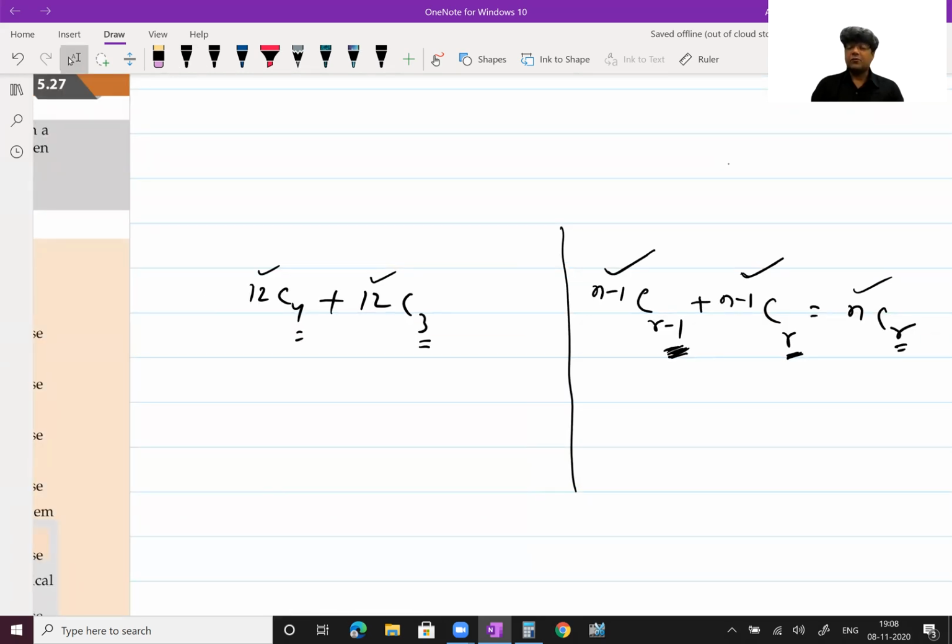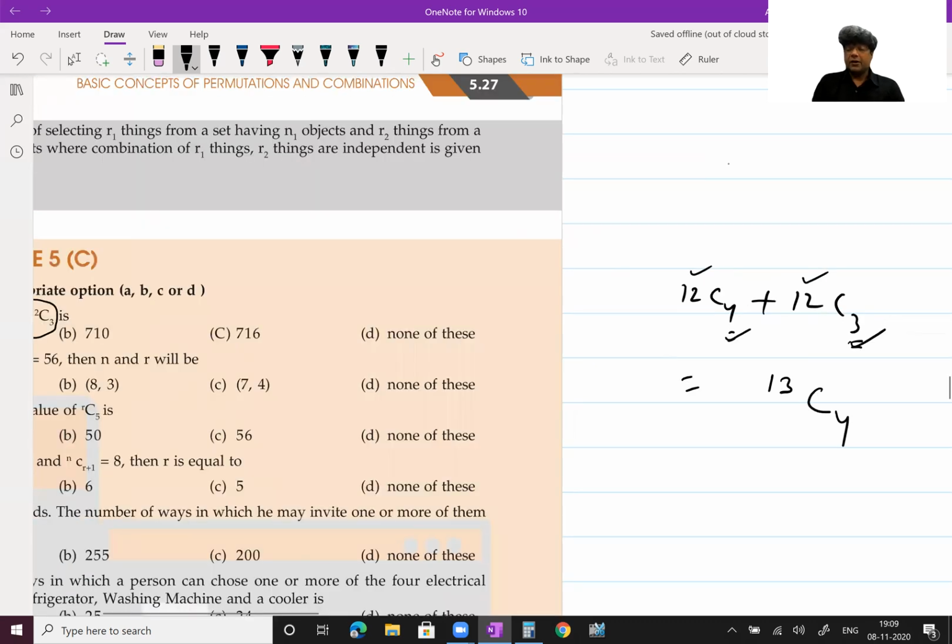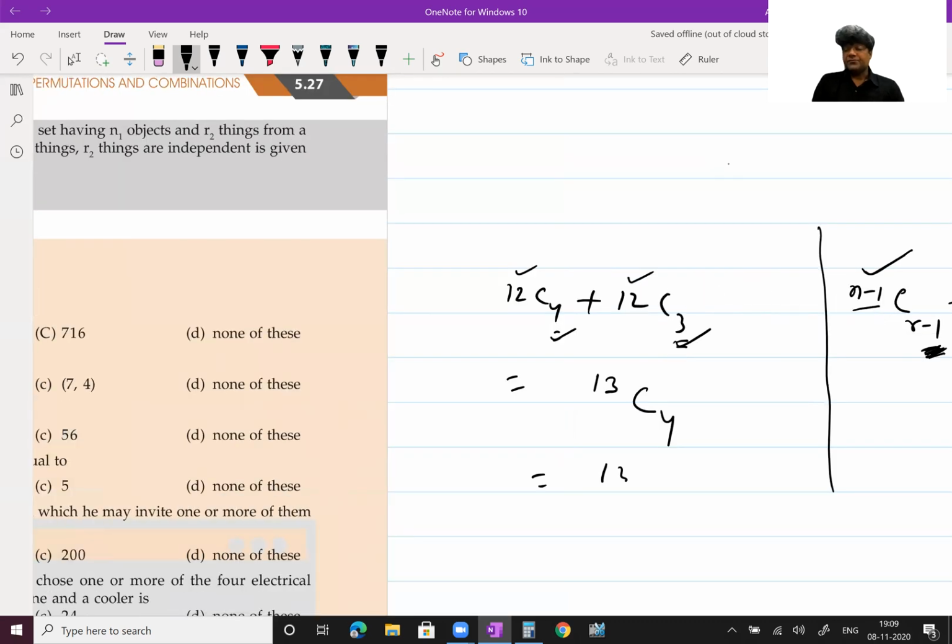Obviously this case fits that formula. Why? Upper part 12 is the same, that is n minus 1. Lower parts are 3 and 4. So automatically you understand the result will be upper part 12 plus 1, 13, C, the higher of 3 and 4, which is 4. That is your answer. They have calculated it, so you also calculate. How to calculate? 13 into 12 into 11 into 10 divided by 4 factorial, 4 factorial is 24.